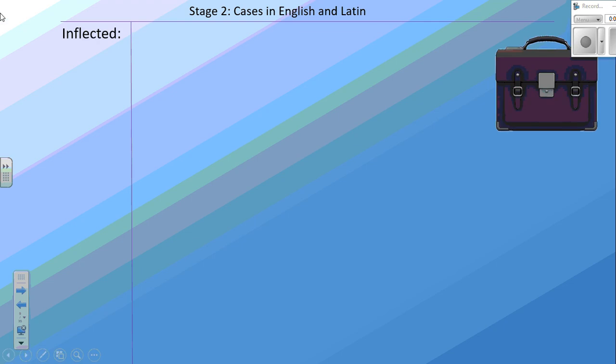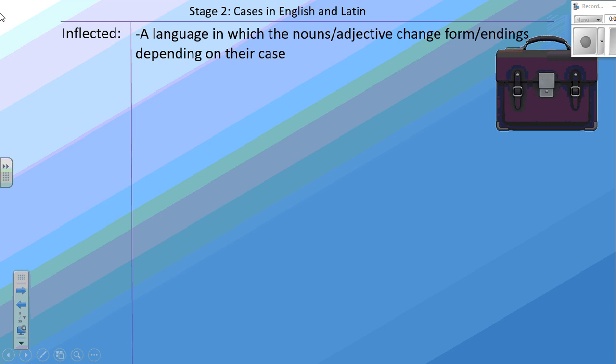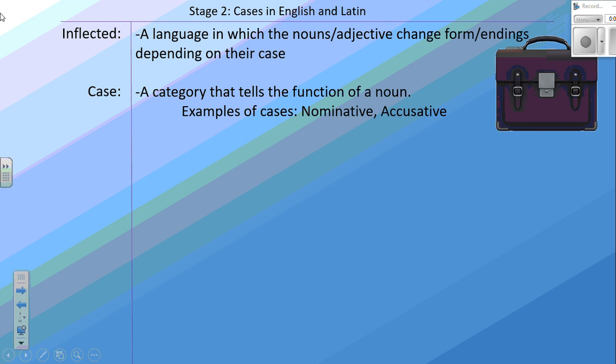Latin is what we call an inflected language, which means it's a language in which the nouns and/or adjectives change their form or their endings depending on their case, which of course probably makes you wonder, well, what is case, right? Case is a category that tells you the function of a noun. What I mean by that is a case tells you if the noun is going to be a subject, if it's going to be a direct object, if it's going to be part of a prepositional phrase, that sort of thing. Some cases that we have in Latin are nominative and accusative. Those are the ones we'll be looking at first. And in English, they correspond to being the subject of the sentence and the direct object of the sentence.